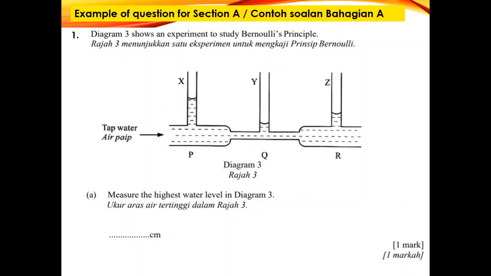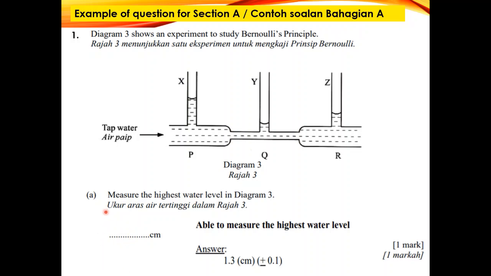I already discussed with you all about the 9 science process skills they always ask in section A. So now I will share with you examples of questions for section A. So we look at this question. The diagram shows an experiment to study the Bernoulli principle. The question asks you to measure the height of the water level in diagram 3. So for this, you just measure the height. After you measure the height, you can write down the answer here.